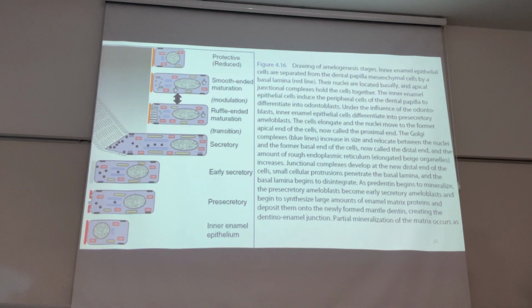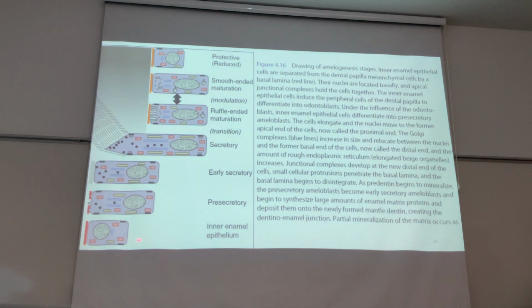Okay, here you can see the production of enamel. This cells is our ameloblast. Ameloblast, before the start of production of the enamel, is inactive and has a shape like this, present in the inner enamel epithelium, not active ameloblast. After induction with the odontoblast, these cells start to increase in size.